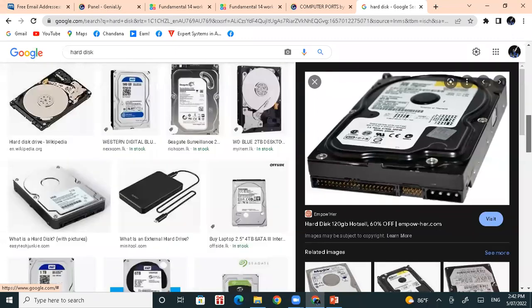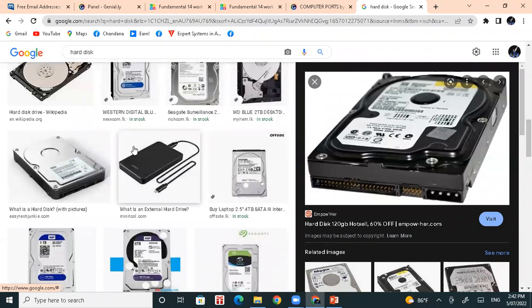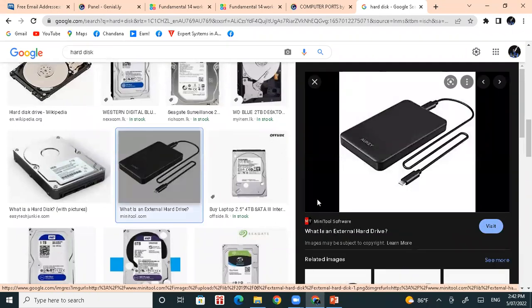All of these pictures are internal hard disks, but this one is different. This is called an external hard disk. Outside the computer, you can attach this type of hard disk externally to the computer through the wire port or USB port. In today's lesson I will introduce some of the ports available with the computer, and there is a port called USB. Through the USB port, you can attach this device to the computer. That's about the hard disk.